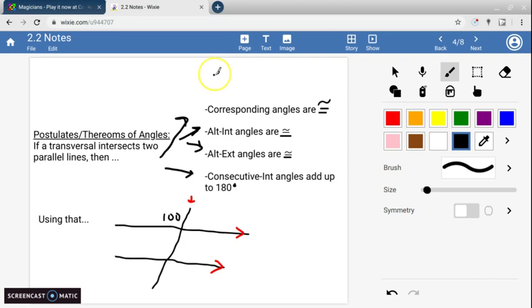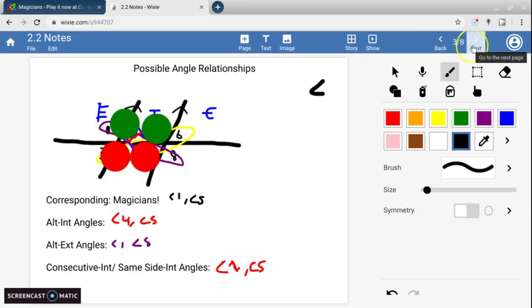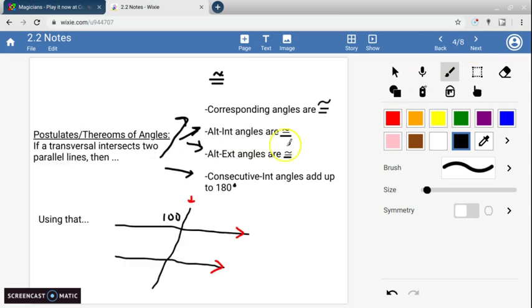So remember, this symbol means congruent. I might have been saying equal. They are equal, but they're also congruent. So that's what that means. And basically all the things that you just heard about on this slide will all be equal, except for this last one. That means that they add up to 180.